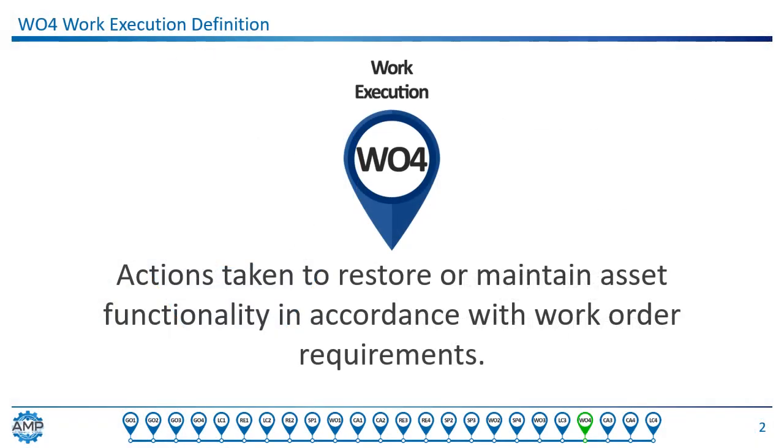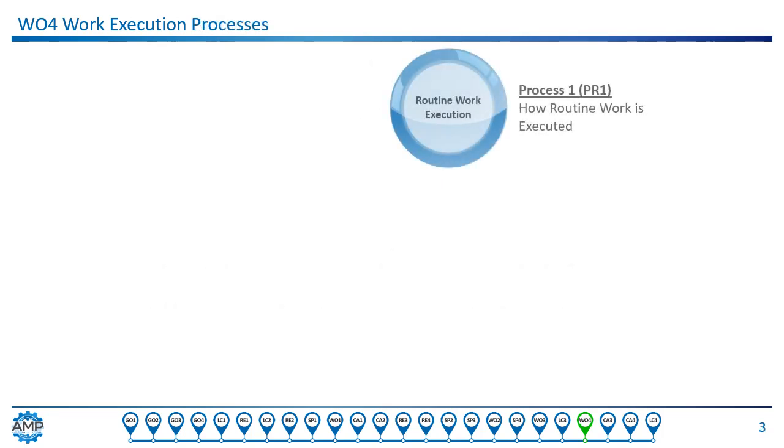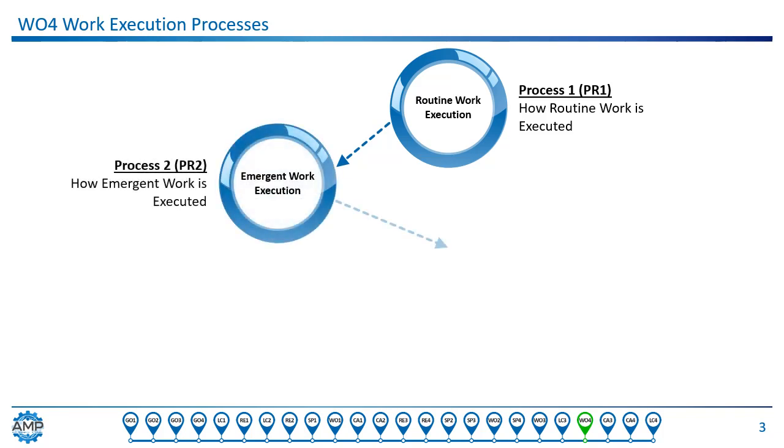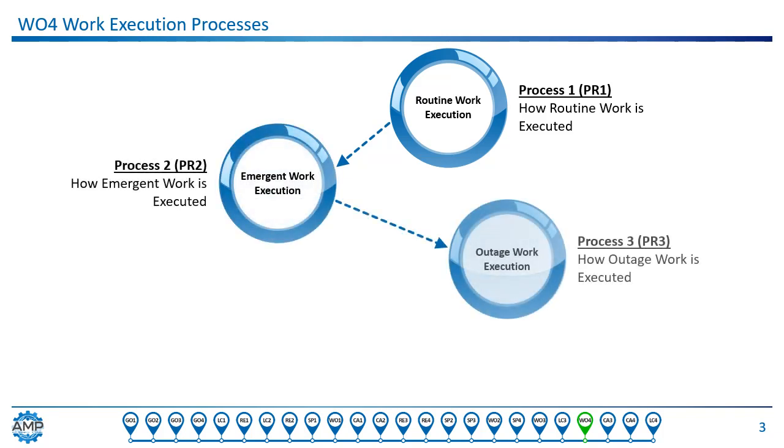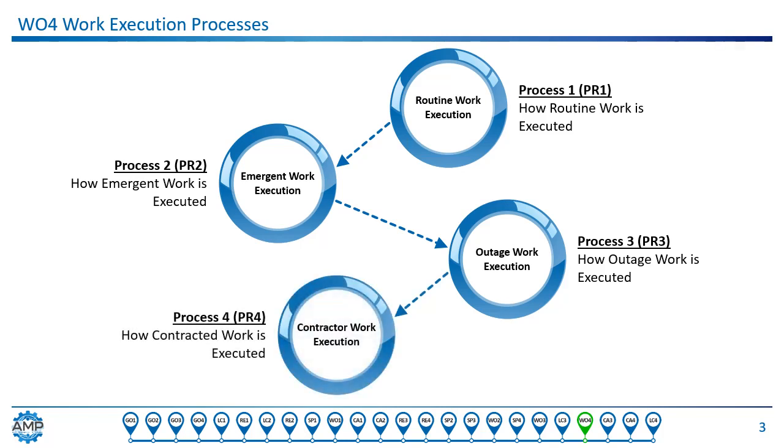After work is identified, planned, and scheduled, we need to ensure that we execute the work safely, accurately, and on time. The work execution function processes are designed to promote that type of work execution. As was the case with the previous three functions we've already covered, there are four processes that comprise work execution. First, we'll cover considerations when developing and implementing standards for routine work execution, then emergent work, outage work, and finally, contracted work.